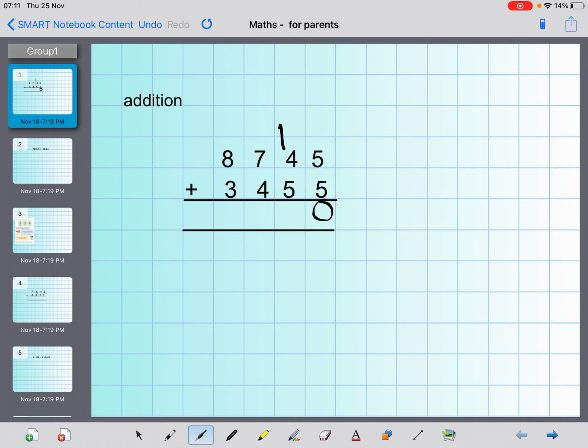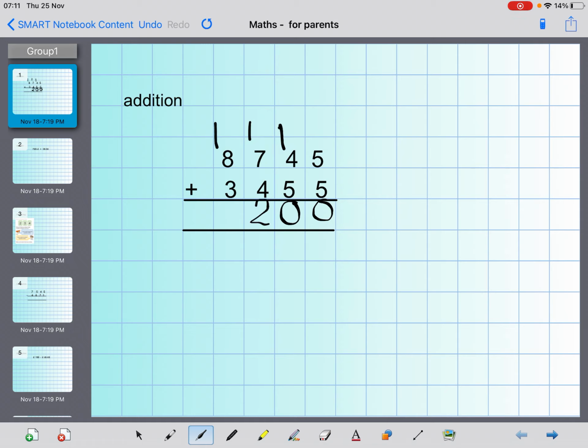I then move on to my next column, where I've got 4 10s and 5 10s. 4 10s add 5 10s is 9 10s, and then I add the 1 which I carried on previously, which gives me 10 again. I put down the 0 and I carry the 1. Then I've got 7 add 4, which is 11. I then add on my 1 which I carried on previously, 12. So I've got 12 hundreds. I put down my 2 and I carry my 1.